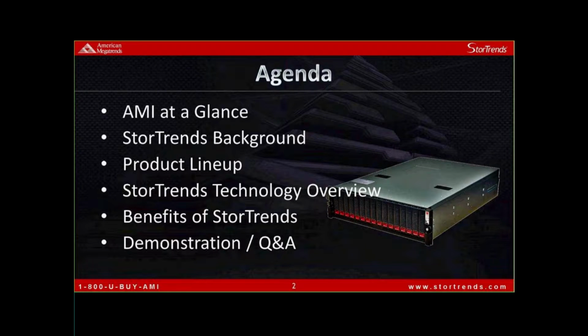Okay, on the slide, we'll take a quick look at the agenda. I'm going to provide just a little bit of information on AMI as a company, who we are and what we do. We'll give you a little bit of background into the StorTrends line of business and the product line, and then at that point, James will take over and provide an overview of the technology and a demonstration of the software GUI.